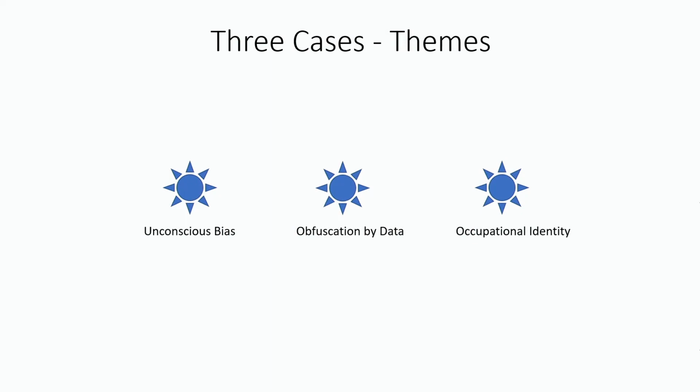And so I have 3 cases I'm going to share with you today that came from my dissertation research. And there are these themes that continue to emerge: unconscious bias, obfuscation by data, that's a term that I've been using, and occupational identity. So these are 3 themes in the research that really are instructive.